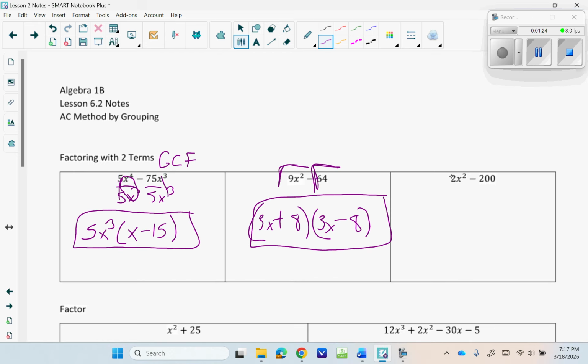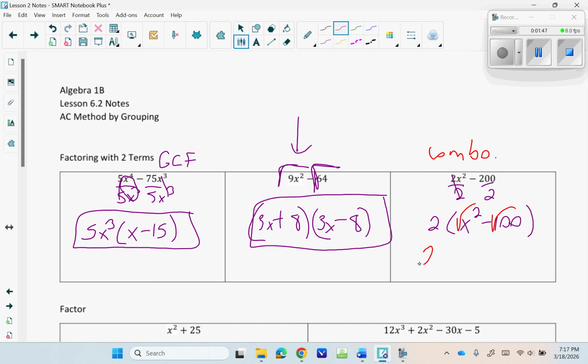So I can't take the square root, but I see that it has a GCF of 2. So I'm going to pull out a 2 and divide it. And so I'm left with x squared here and then minus 100 here. But now it becomes like one of these problems because I can take the square root of both of them. So sometimes you have a combo situation.